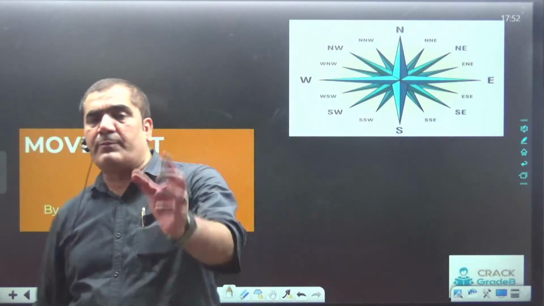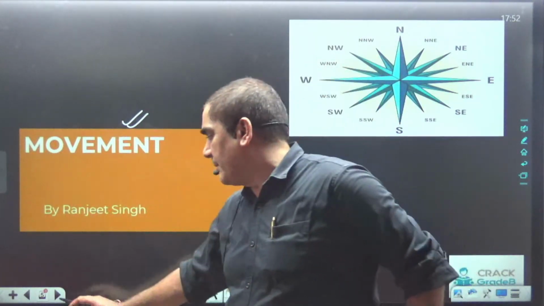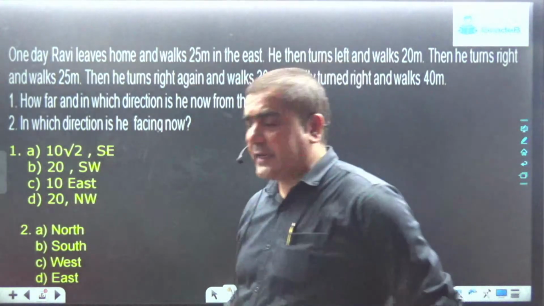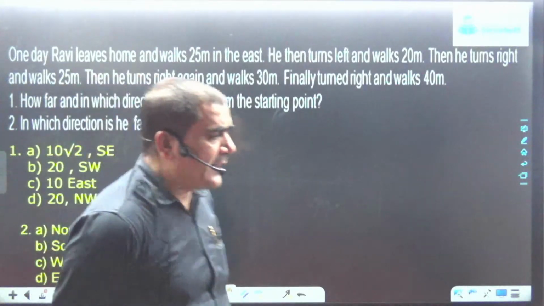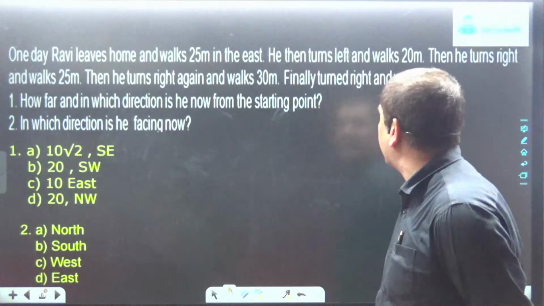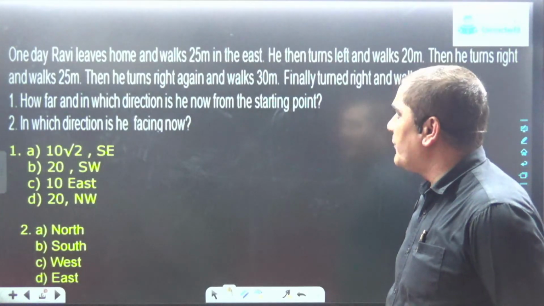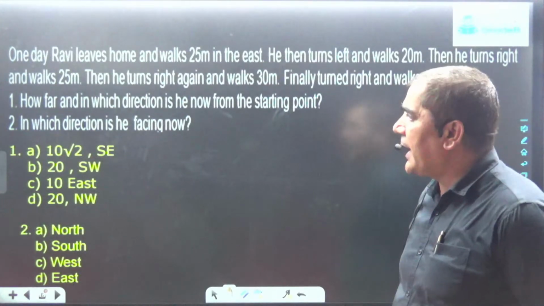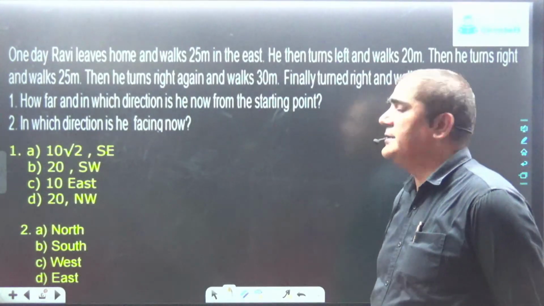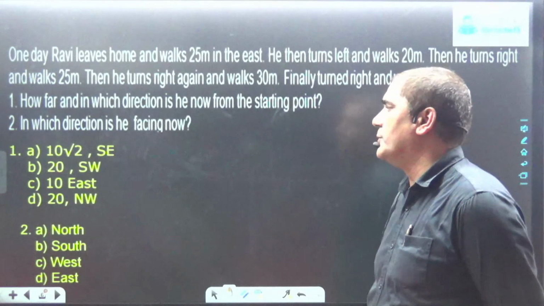Here, let's start with one problem. I'm going to give you one problem and you have to give me the answer. Okay, let's start with question number 1. It says one day Ravi left home and walks 25 meters in the east. He then turns left and walks 20 meters. Then he turns right and walks 25 meters. Then he turns right again and walks 30 meters. Finally he turns right and walks 40 meters. Now the question is, how far and in which direction is he now from the starting point? Second question, in which direction is he facing now?